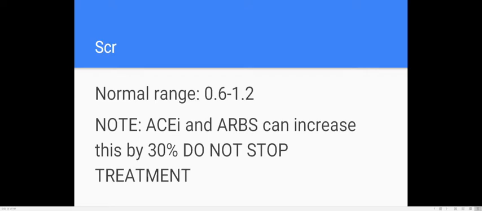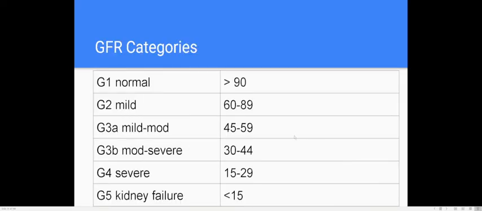Next up is GFR. GFR is a quick way doctors can tell how well the kidney is working, and this is how some of the drug dosing is based too. G1, or group 1, is normal. That's greater than 90 GFR.